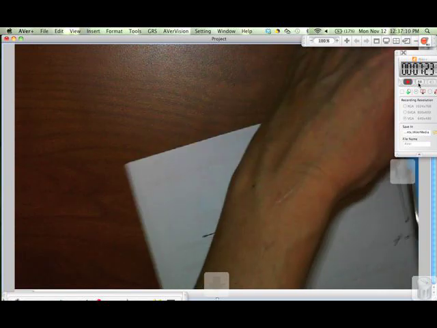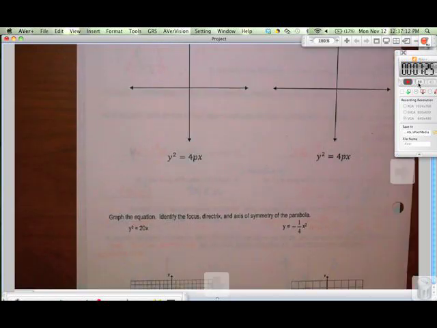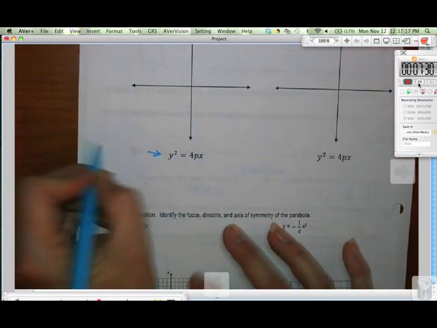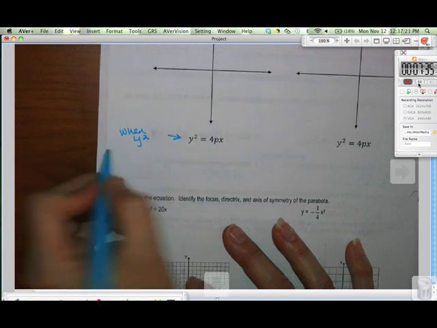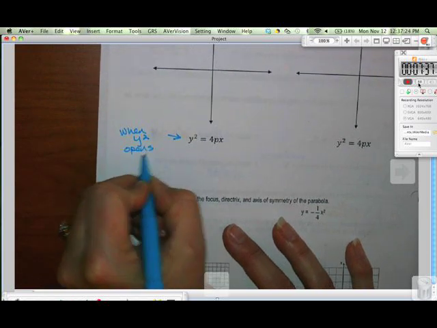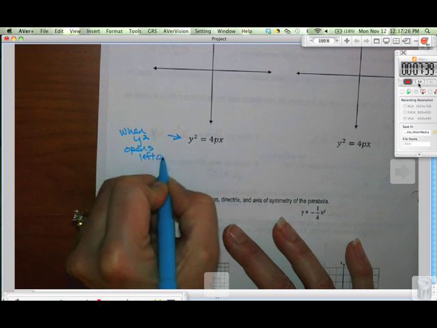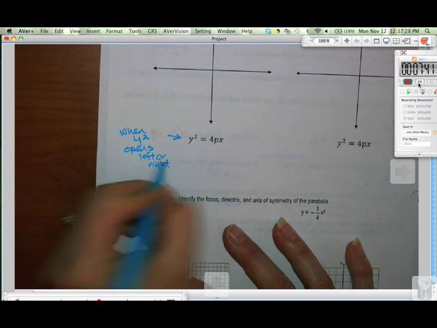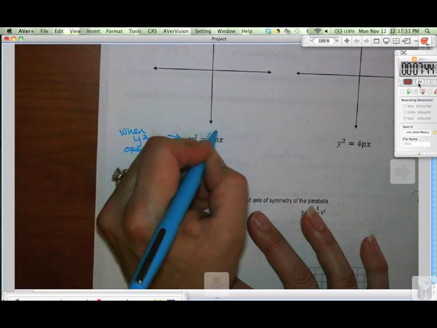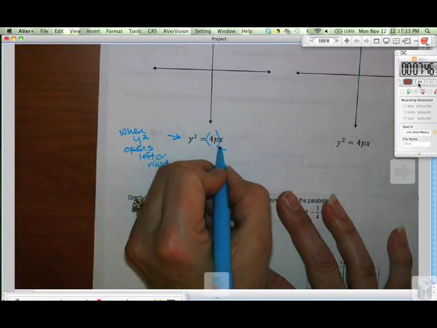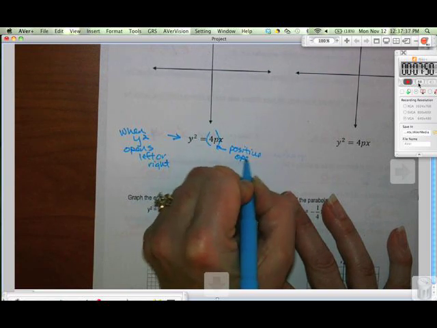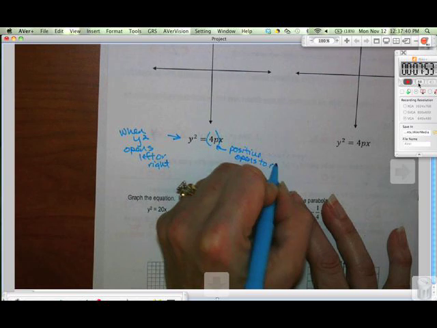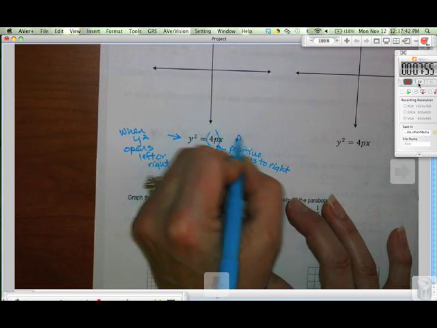And then we're also going to see parabolas that open to the left and to the right. That's when you get y squared. When it's y squared, it opens left or right. It's based on this right here. If it's positive, it opens to the right. And that also tells you that p is greater than 0.